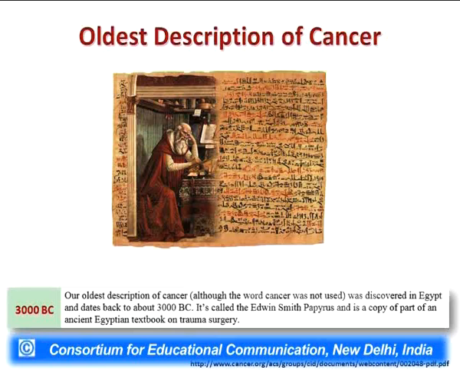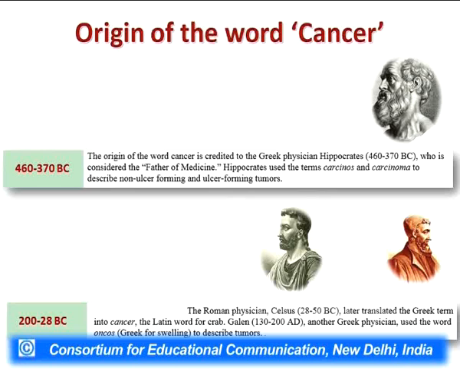The oldest description of cancer goes back to 3000 BC, in Egyptian medical books in which the symptoms of cancer have been written. At that time the word cancer was not used, but similar kinds of symptoms have been found in those inscriptions. Subsequently, in 460 to 370 BC, the father of medicine, the Greek physician Hippocrates, for the first time described cancer, and he used the term carcinomas, said to be ulcer-forming tumors.